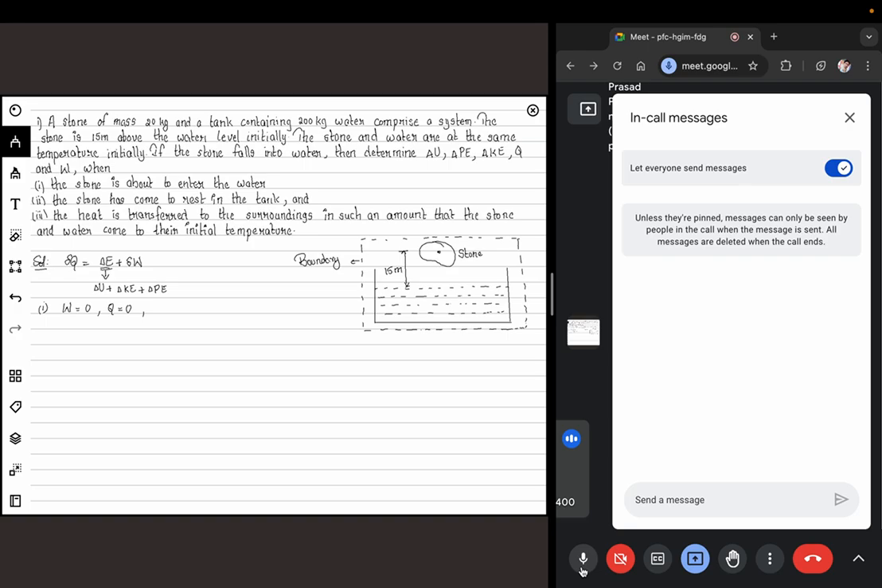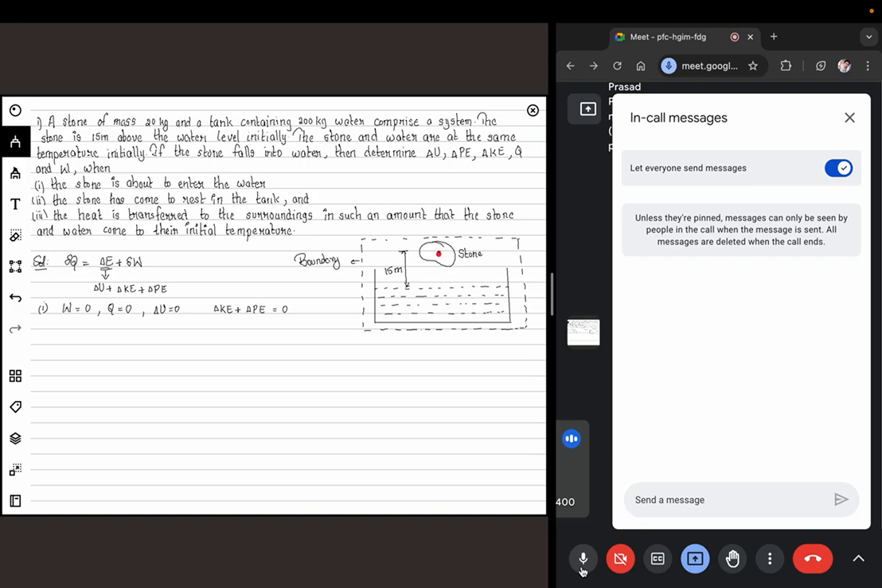So if there is no heat transfer and no work done, and no change in temperature is happening, since U is a property and it only depends on the initial and final states. If the initial temperature is the same as the final temperature, that means the temperature at this point and just before it touches water is the same. So delta U is also 0, which leaves us with delta KE plus delta PE, that is the change in kinetic and potential energies, equals 0.